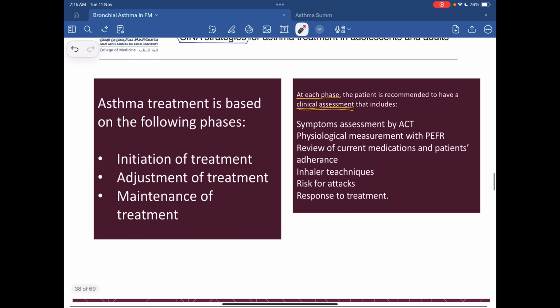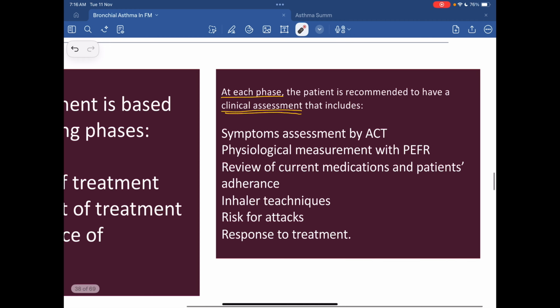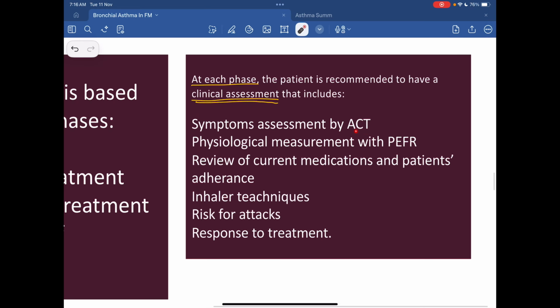Asthma treatment is based on the following 3 phases: initiation, adjustment of treatment, and maintenance. Initiation, adjustment, maintenance, like every medication and every chronic disease. At each phase, the patient is recommended to have a clinical assessment that includes symptom assessment by the ACT, physiological measurement with the peak expiratory flow rate, review of their current medications, their technique, risk for attacks, and response to treatment.